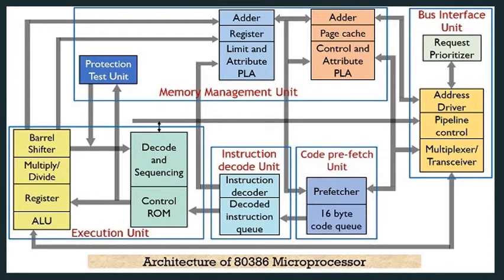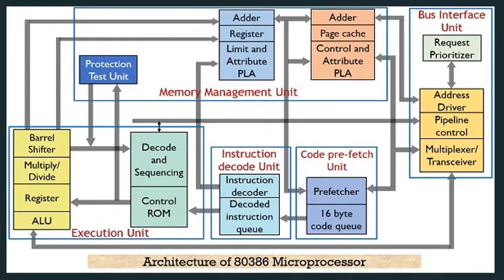The limit and attribute PLA is used to check segment limit and attributes at segment level to keep away from invalid access to code and data.